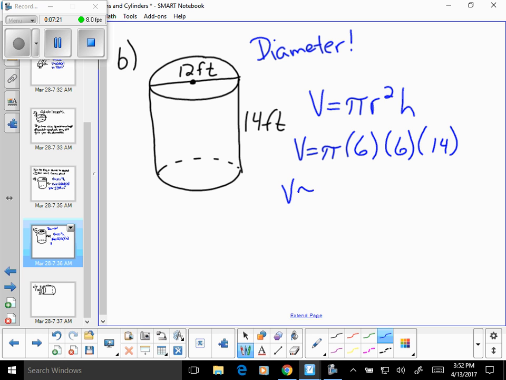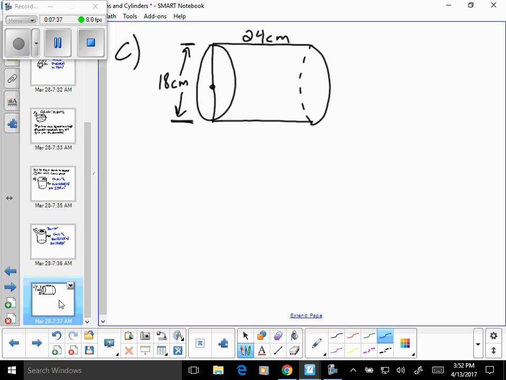Now again, in your calculator, you're going to hit the pi key, times 6, times 6, times 14, and when you round off, you should get 1,583 cubic feet. Sometimes they'll put the cylinders on the side, and at this point, I would like for you to hit pause. You try it, and then I'll show you how to work it.